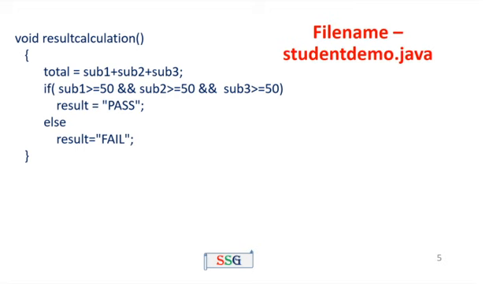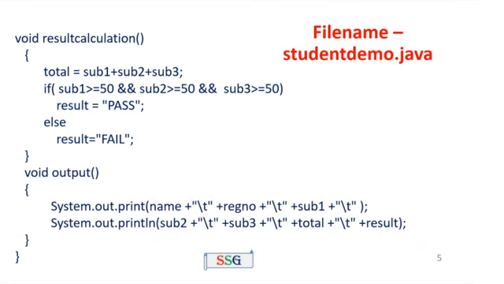All the three conditions are true means the result is pass. If any one condition fails, the result is fail. Here we are using the logical AND operator. Logical AND operator means if all the conditions are true, it returns true. If any one condition is false, it returns the false value. So the result calculation method is also over.